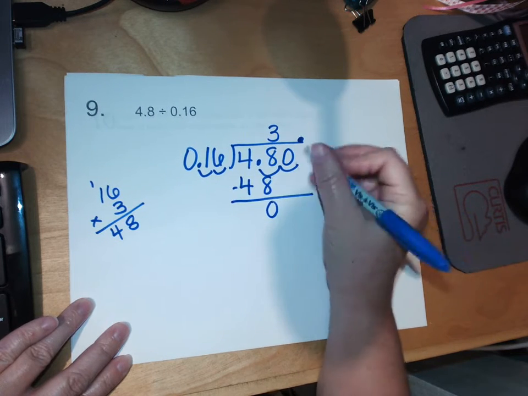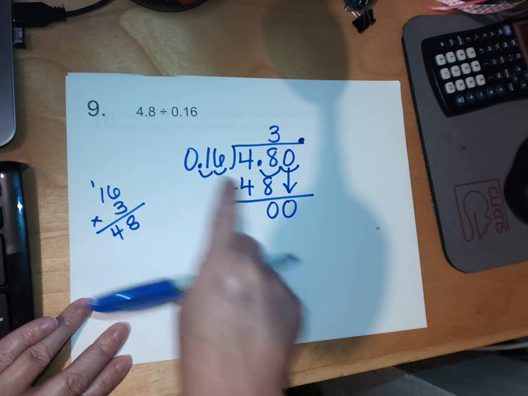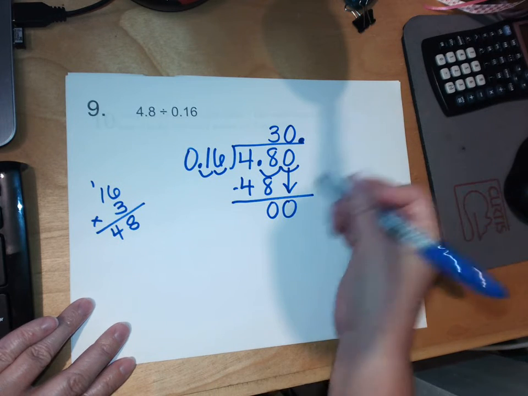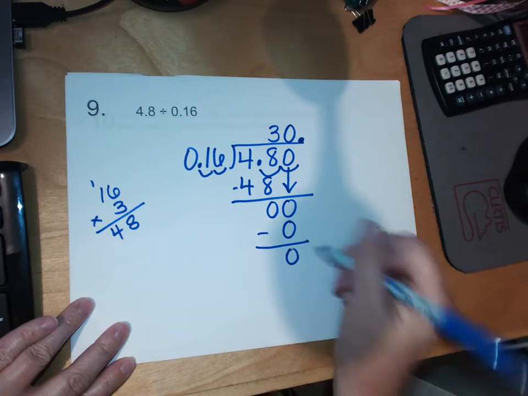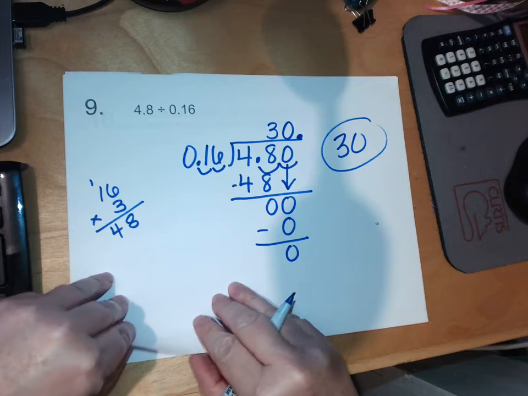Subtract, get 0. Still have to bring down the 0. And I have to say how many times does 16 go into 0, because I brought this down, which is 0 times. 0 times 16 is 0. And I get 0, so my answer is 30.